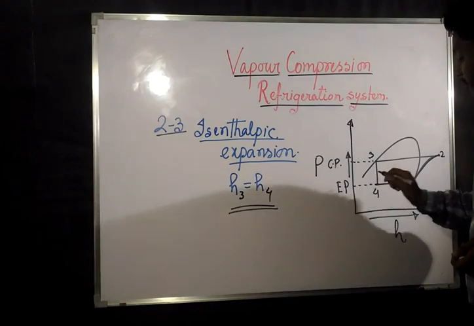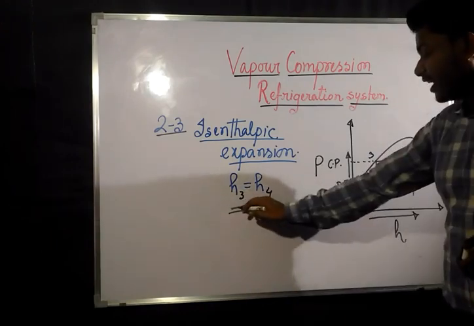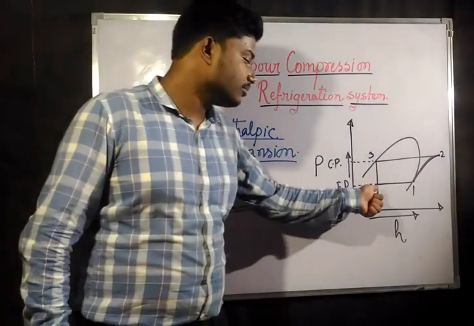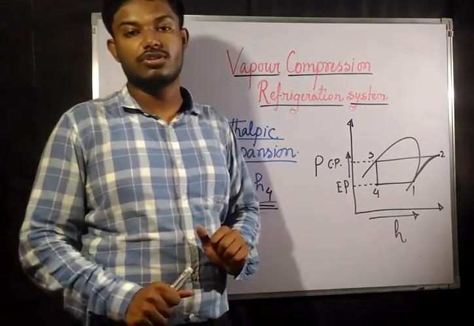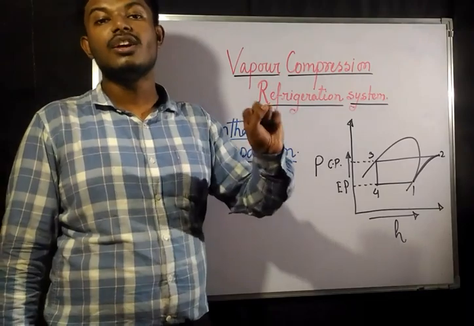But what about the properties at point 4? To find the properties at point 4, we need a relation: the enthalpy of point 4 is going to be equal to the enthalpy at point 3. By this relation we can find out the other properties at point 4 also. So this is the only analysis which is going to be required for us.